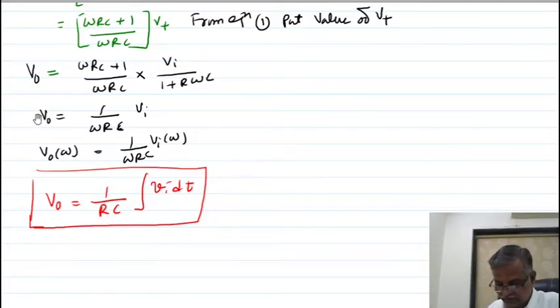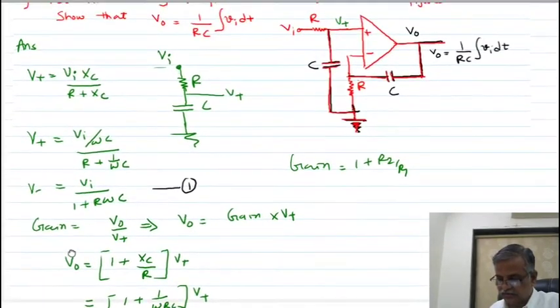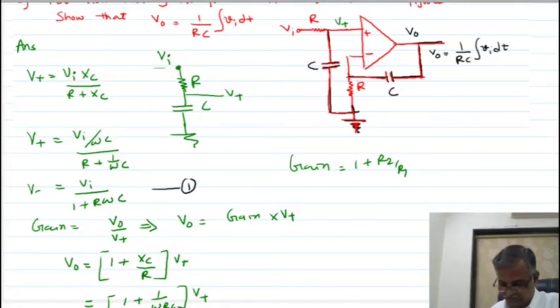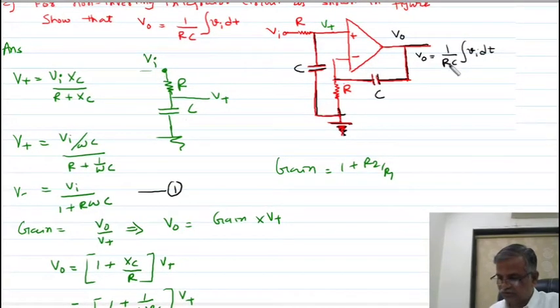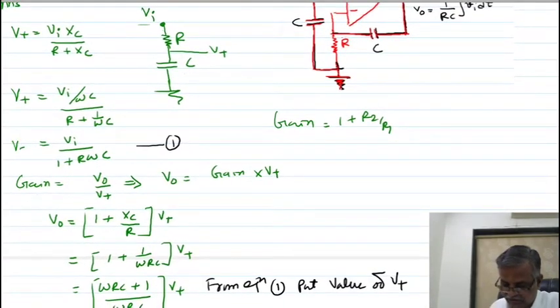I think you understand, very simple numericals. Look, I have to prove this. So the input multiplied by the reactance of this upon the total, I have already written and mentioned here. Here I made a mistake, I wrote a plus sign. So you can see here.